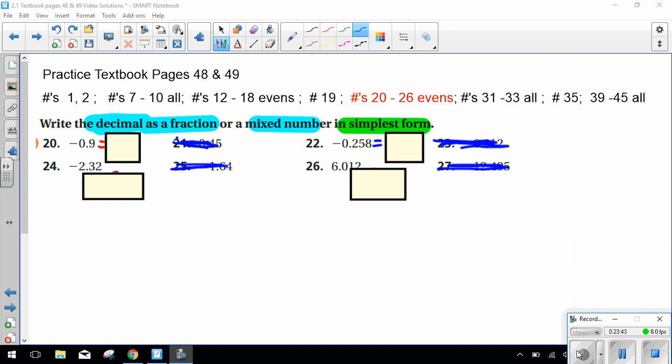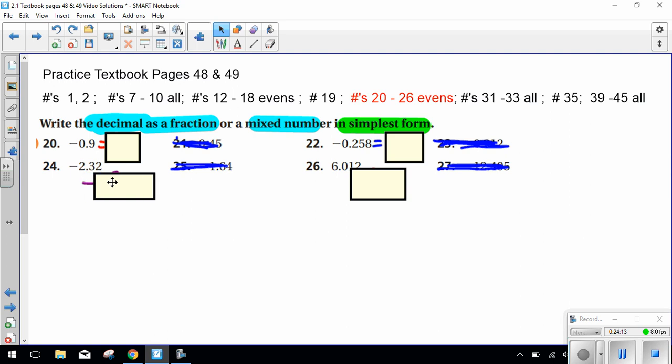So for this next segment, we're actually going the other way now. We're going backwards. What we're going to do is take numbers that are decimals and write them as a fraction or a mixed number. Now fractions are going to be like number 20 and 22 because they don't have a whole number in the front. They have zeros. You guys see that? But if you take a look at 24 and 26, they have an integer in the front, -2, and for 26, a 6. So if you take a look at 24, the answer is going to be -2 and something.